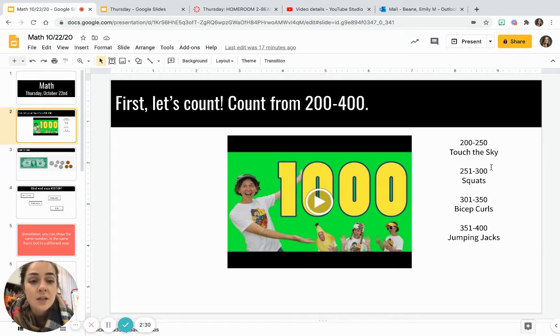And then I gave you some little exercises that you could do while you're counting. So when you're counting 200 to 250, you can touch the sky. 200, 201, 202, 203, 204, 205. Then you can do squats from 251 to 300, bicep curls from 301 to 350, and then you can end with jumping jacks. That's a lot of jumping jacks. So if you need to end with walking in place, that's fine too. But remember, you just need to be practicing since it's one of our skills.